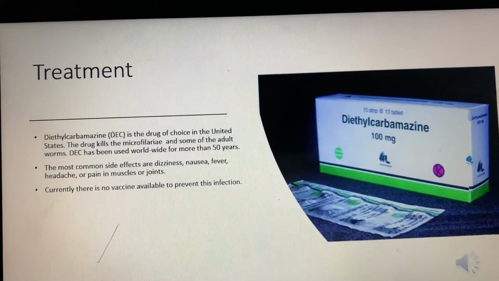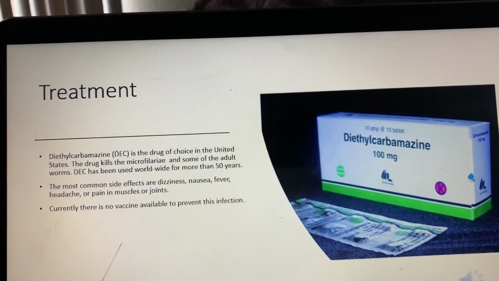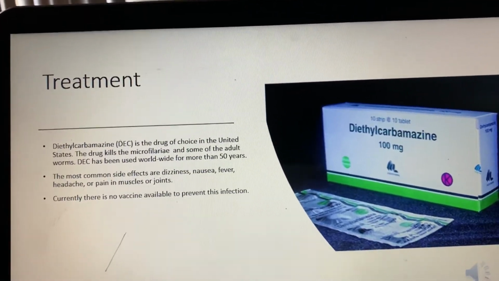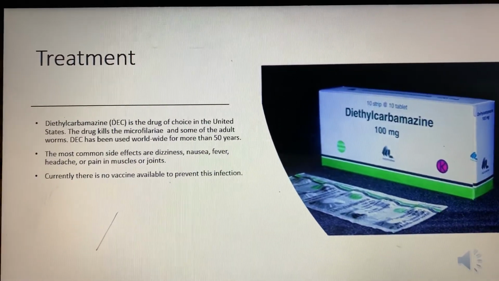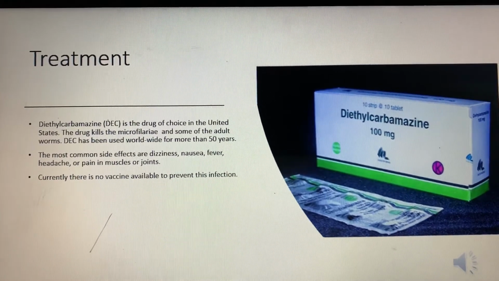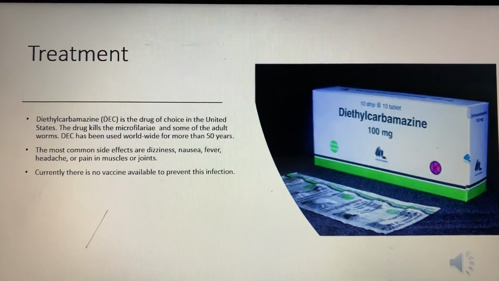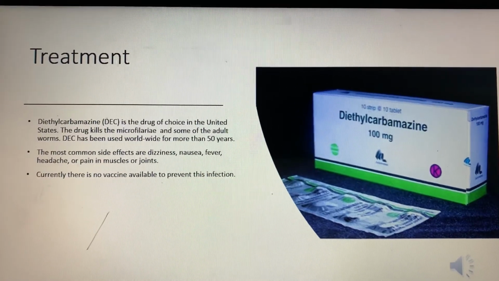So the DEC is generally well tolerated, and side effects are in general limited and depend on the number of microfilariae in the blood. The most common side effects are dizziness, nausea, fever, headache or pain in muscles or joints.